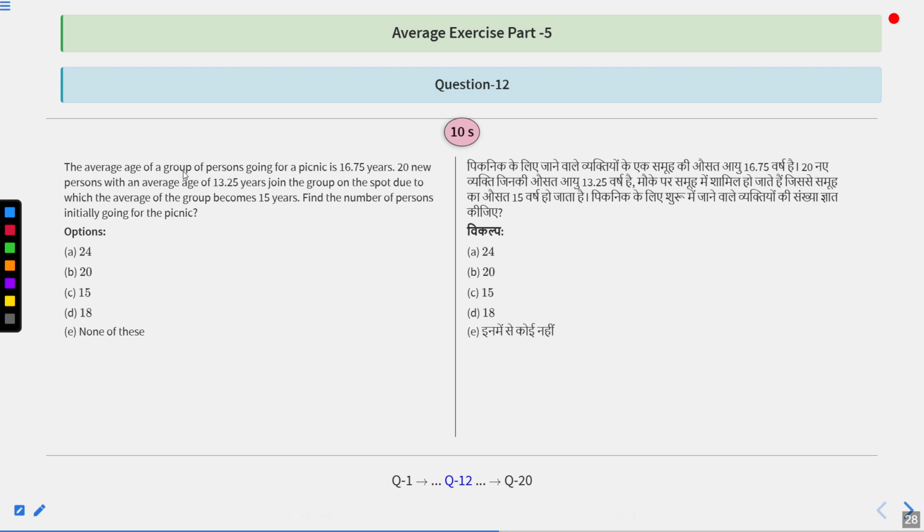The average age of a group of persons going to a picnic is 16.75 years. 20 new persons with an average age of 13.25 years join the group on the spot, due to which the average of the group becomes 15 years. Find the number of persons initially going for the picnic. You have 5 options and 10 seconds to analyze the question. Your time starts now.